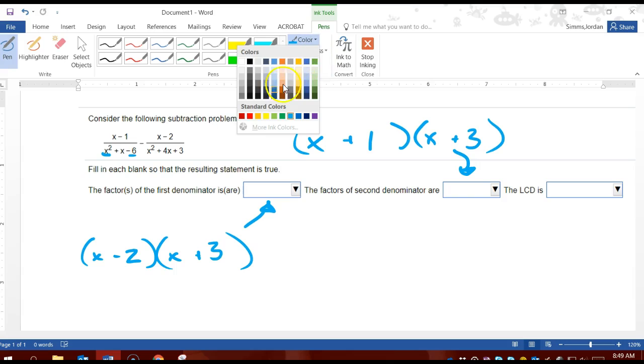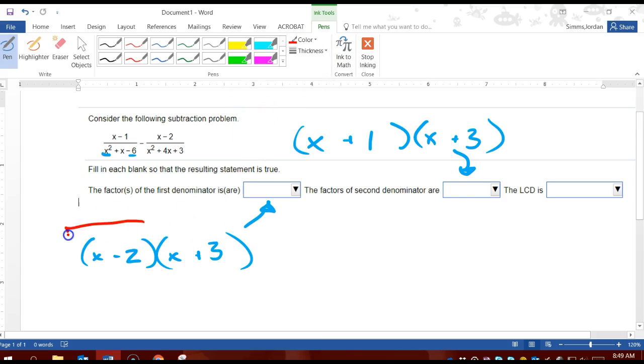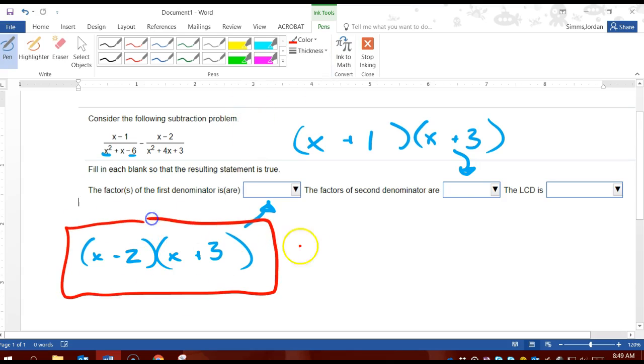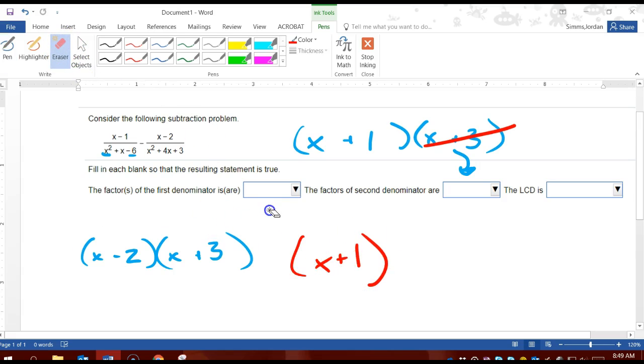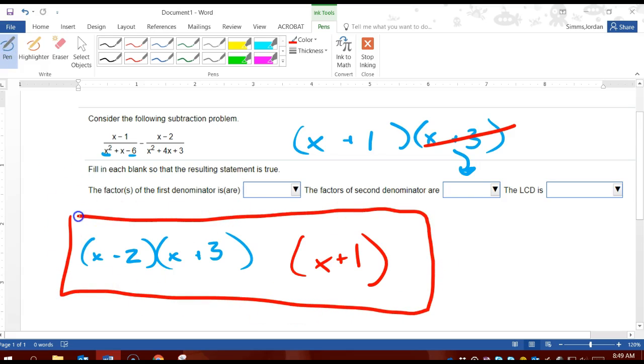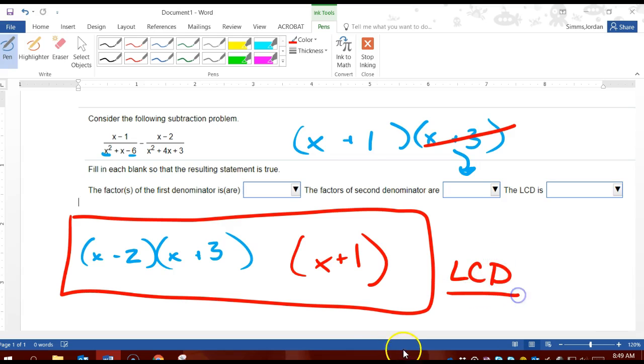Now the LCD, again we're going to do that trick. We're going to include all of the first denominator, but if there's any overlap, we're not going to include that from the second one. So see, I have an x plus 3 here. I'm not going to include that from the second one, but I am going to include this x plus 1. So we'll bring that down, and we'll include that there. So the LCD now of this mess is right here. x minus 2 times x plus 3 times x plus 1. That's the LCD.